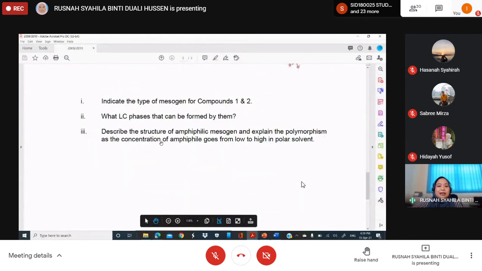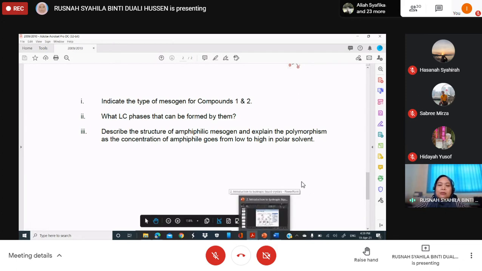Okay, describe the structure of amphiphilic mesogen and explain the polymorphism as the concentration of amphiphile goes from low to high in polar solvent. So you have to understand the question properly. Okay, do not miss any points. Because what I can see, some of you actually provide everything. Why do I say provide everything?